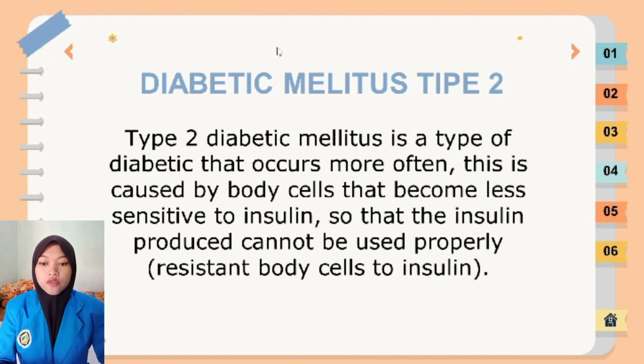The risk factor for type 2 diabetes is obesity; about 80 to 90% of sufferers are obese. Type 2 diabetes mellitus also tends to be genetic, inherited in the family.